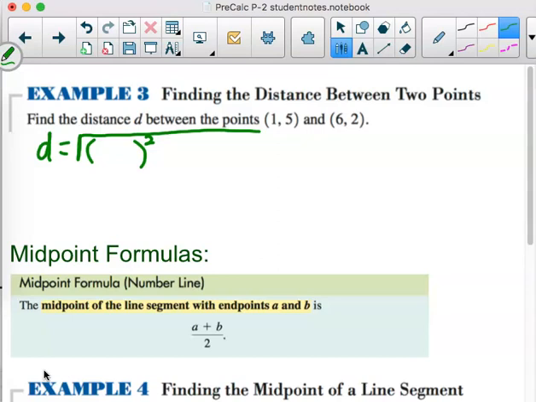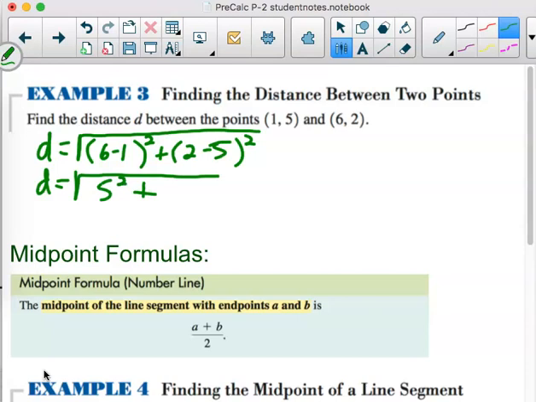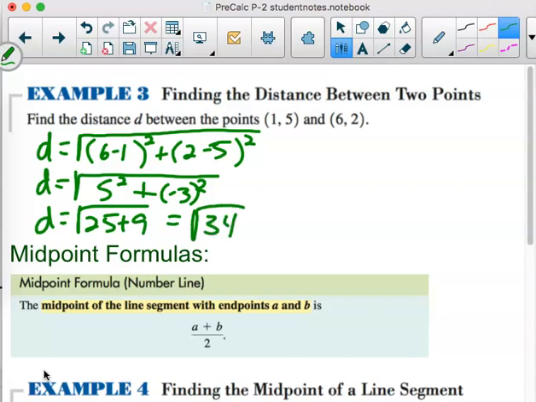6 minus 1. Oh, I better write that down. I was going to skip a step. We can skip steps after we have one good one down here. And then 2 minus 5. So we go ahead and do the subtraction, and 6 minus 1 is 5 squared, and 2 minus 5 would be a negative 3 squared. And that's going to be the square root of 25 plus 9, which is the square root of 34.